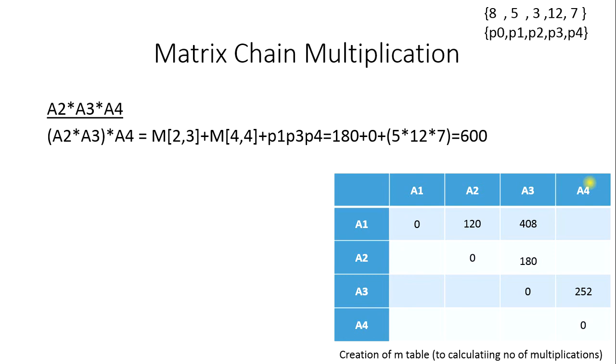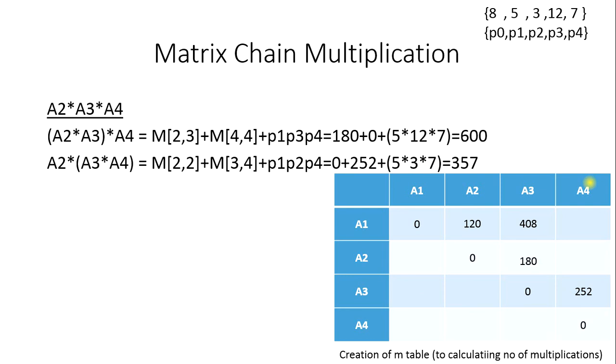And then how do we get P1, P3 and P4? A2 multiplied by A3 is 5 by 3 multiplied by 3 by 12. The resultant would be 5 by 12. And similarly A4 is 12 by 7. 5 by 12 into 12 by 7, which will be 5 into 12 into 7, to find out the total number of multiplications. So it is P1, P3 and P4. We multiply the product, add them all up, we get 600 total number of multiplications.